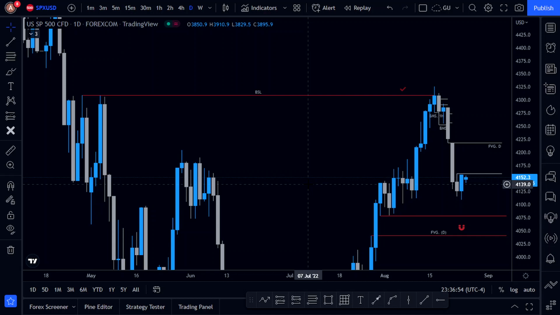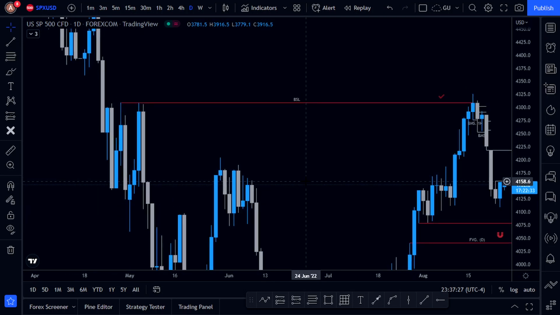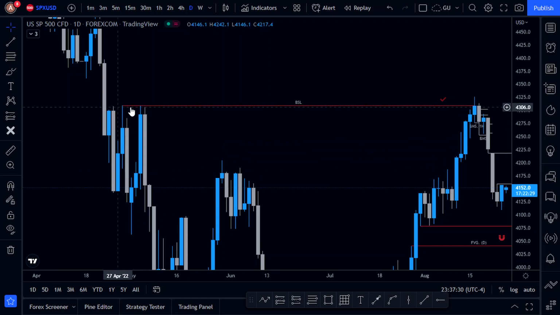This is part 2 of how to trade liquidity runs, and I'll be doing this on S&P 500. As I told you in the previous video, there's liquidity resting above old highs and old lows. Also, there is liquidity resting above equal highs and equal lows. In this case, we are on the daily time frame on S&P 500, and we can see we have some equal highs here. Okay, so there is buy side liquidity.